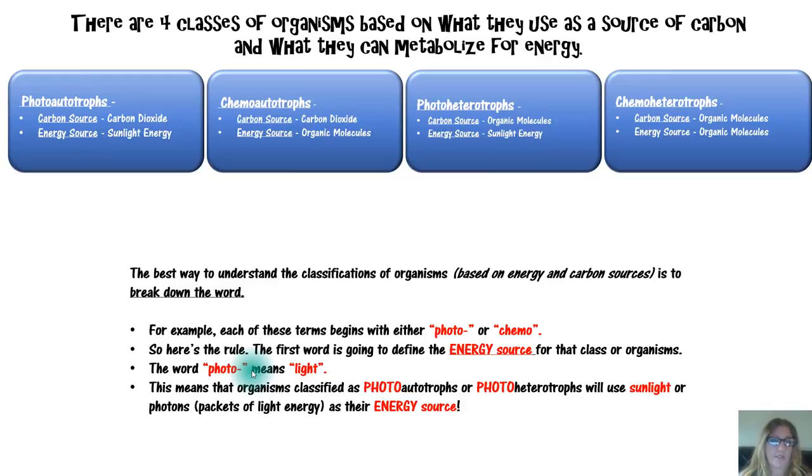Okay, so I think this is more of the same here. I think the best way to do this is to break it down into its carbon source and its energy source, right? The best way to understand classifications based on energy and carbon sources is to simply break down the word. For example, each of these terms begins with either photo or chemo. So here's the rule: the first word is going to define the energy source for that class of organism. Photo means light. This means organisms classified as photoautotrophs or photoheterotrophs will use sunlight or packets of energy called photons as their energy source.